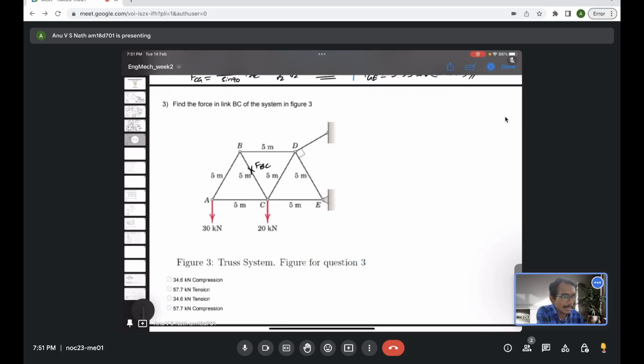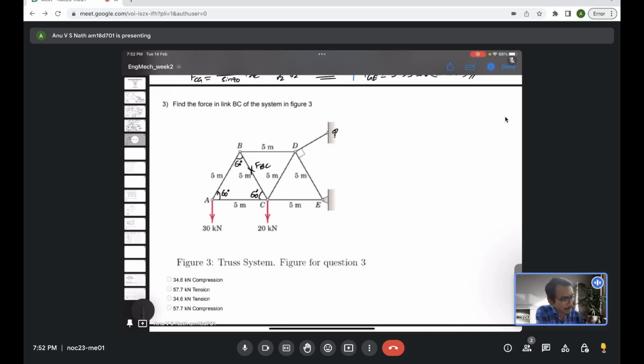Equilateral triangles of side 5. So you know what the angle is. This is 60 degrees, this is 60 degrees, this is also 60 degrees. And E is a pinned joint. And nothing is given about this point, right?